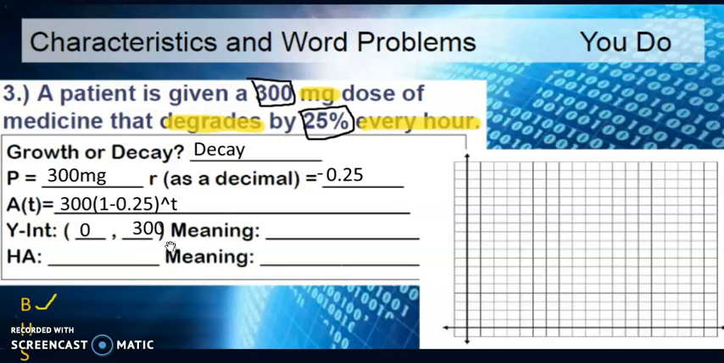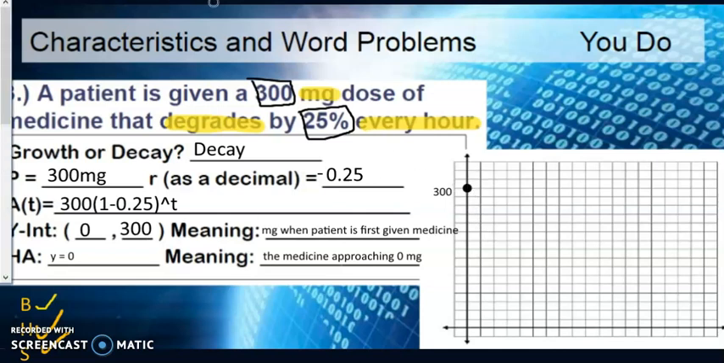It's 300 milligrams. So basically the meaning of this would be the amount of milligrams when the patient is first given the medicine. The horizontal asymptote is y equals 0. We can't have negative amount of medicine. So it is the medicine approaching 0. So let's graph this. So we have 300 at the beginning. And it's a decay function. So it will look kind of like this.